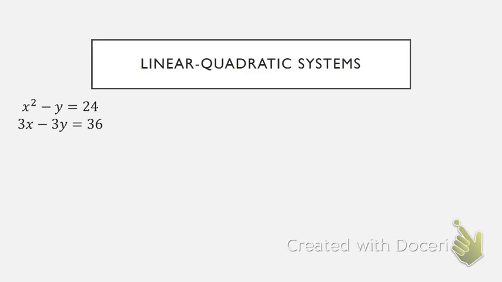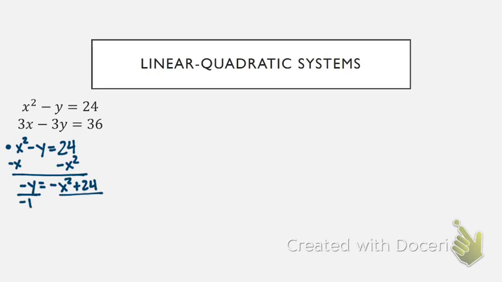So with substitution, we want to get y by itself in the equation that has the x squared. So we have x squared minus y equals 24. We want to make this say y equals. So we want to move the x squared over, which leaves me with negative y, but I don't want to know what negative y is equal to. I want to know what y is equal to. So y is equal to x squared minus 24.